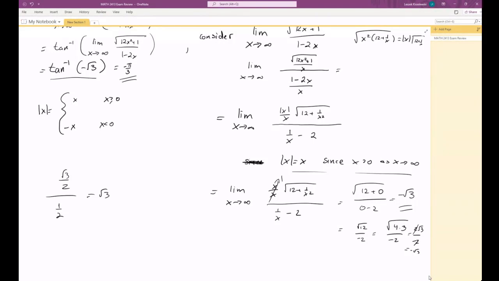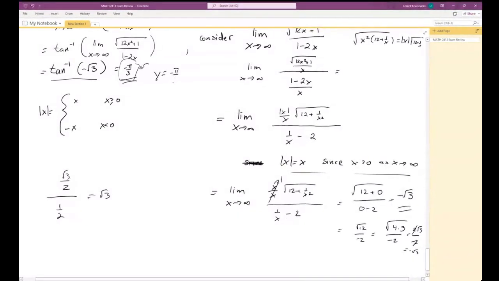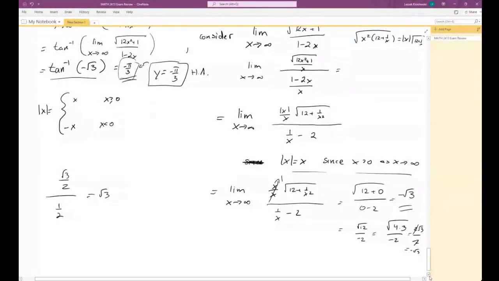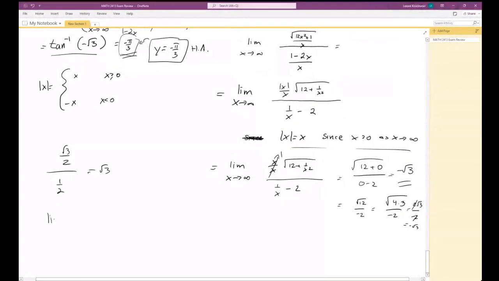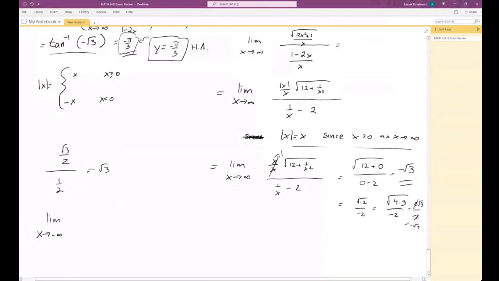Okay. All right, so there we go. We get a finite number, and if you want this, then you just have to know the unit circle well enough, I suppose, and your inverse trig functions and your trig functions. So y equals negative pi over 3 is a horizontal asymptote. Okay. Right, and if we stop there and we forgot to take the limit as x goes to negative infinity, then we would have missed half the problem, right? Because there could possibly be a different horizontal asymptote.